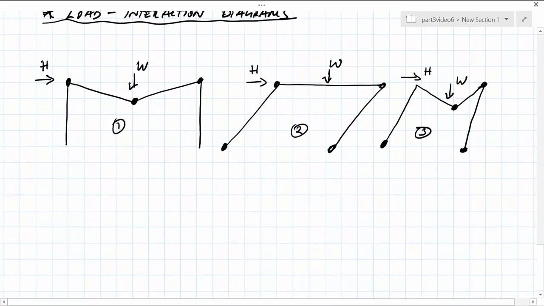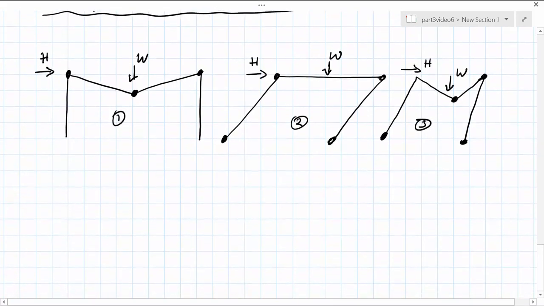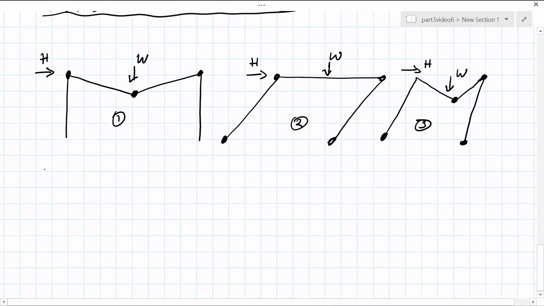Imagine now that we have conducted an analysis and we have concluded that, firstly, W has a value of 4 for collapse mechanism 1. For collapse mechanism 2, H is equal to 3. And for collapse mechanism 3, we found that W is equal to minus H.